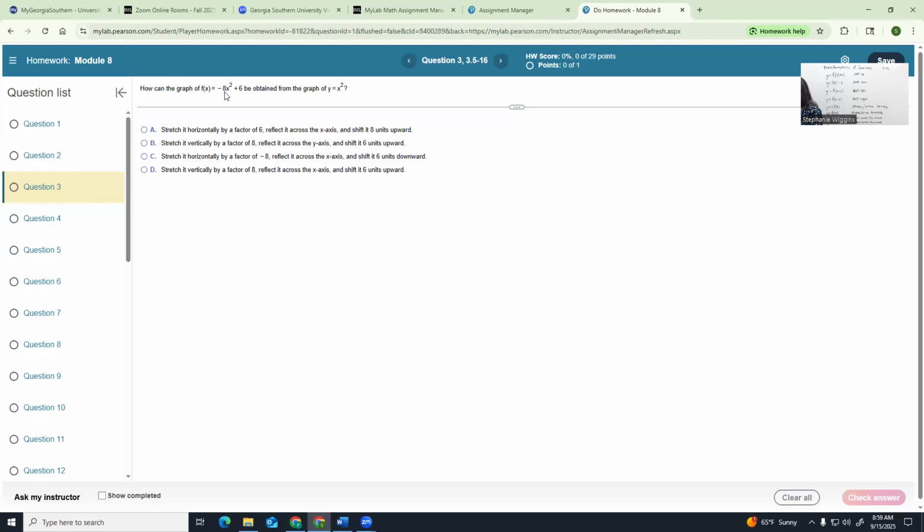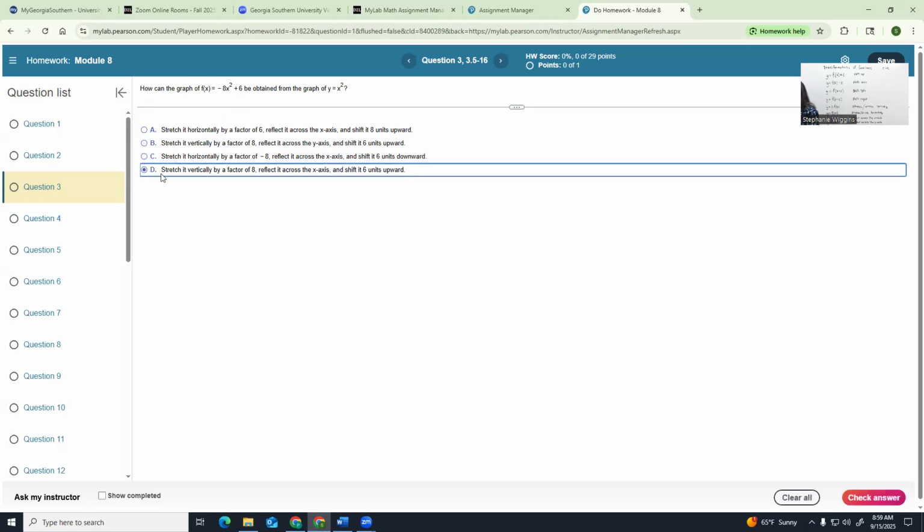The 8 is greater than 1, and so it's going to stretch vertically by a factor of 8. And we say factor because it's multiplied here. And then here, we're adding 6, so it's going to be shifted up 6 units. So D is the correct choice.